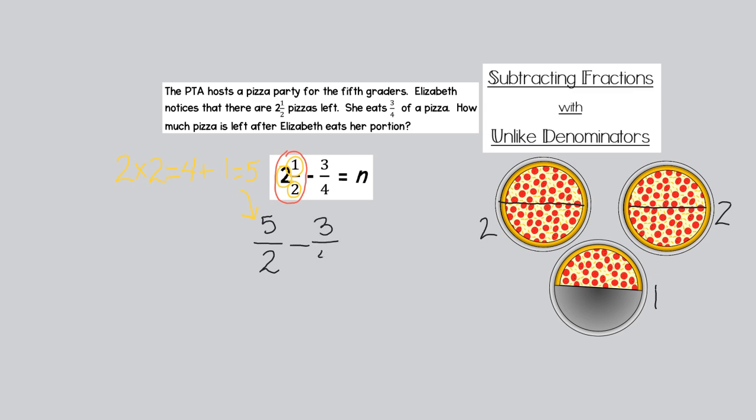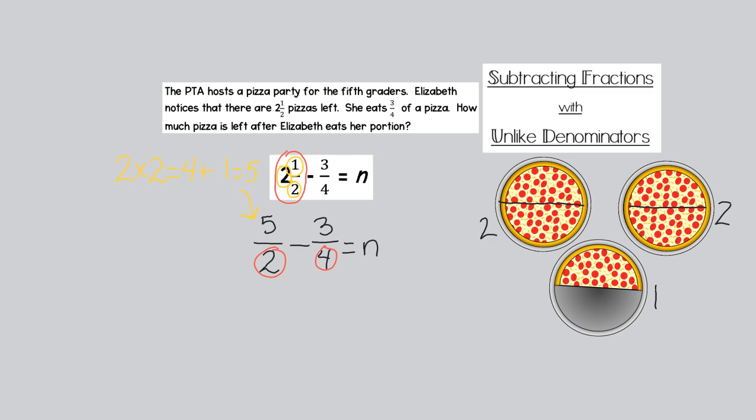But we still have those unlike denominators. So we need to convert one or both of the fractions. Luckily, 2 is a factor of 4, and that means we don't have to convert the 3/4. I love that when we can leave one the same. So we're just going to convert our 5 halves into fourths.